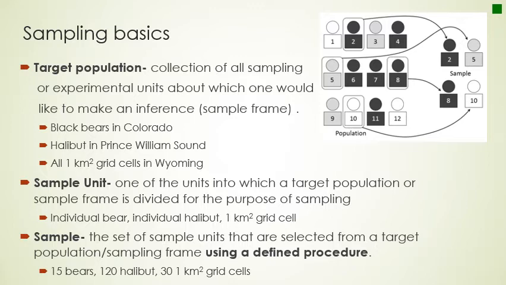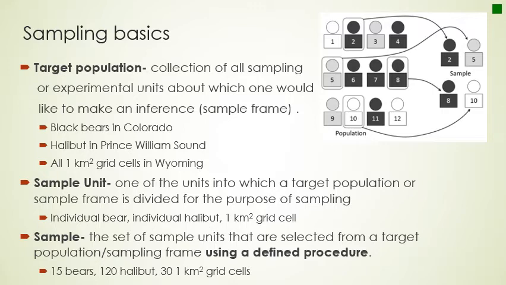1 square kilometer grid cells, that's pretty straightforward. Generally, you would want to make, again, everyone available for sampling. In many cases, there may be limitations to your sampling effort that would say, well, we can only really sample cells that are within a mile of a road or something.